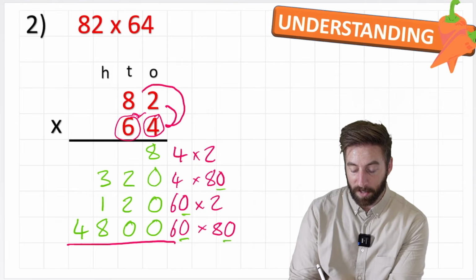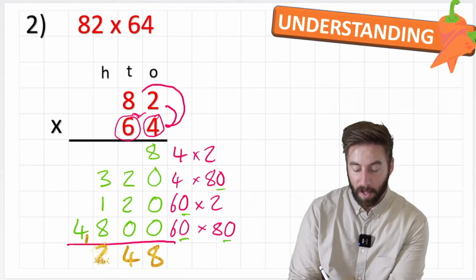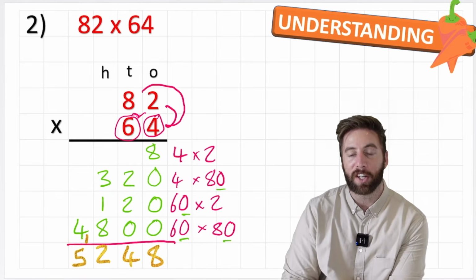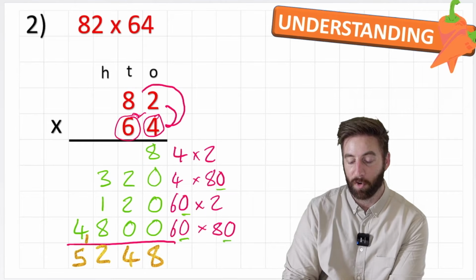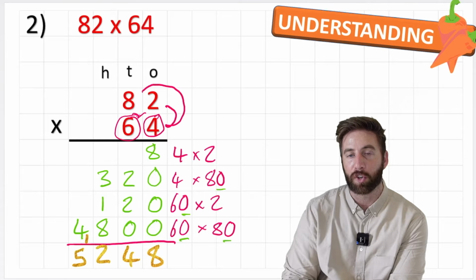8 plus 0, 0, 0 is 8, 2 add 2 is 4, 3 add 1 is 4, add the 8 is 12, so carry a 1 over, 4 add the 1 is 5. So my answer to the red chili challenge is 5,248. Wow, well done. If you carried along with me with that, that shows you've got a good understanding.